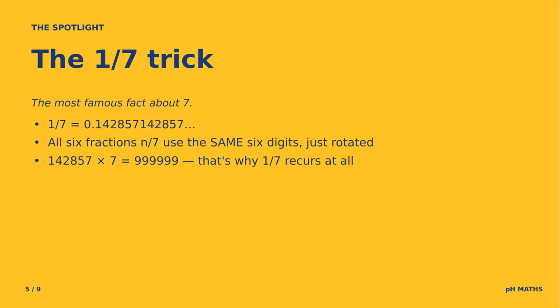The reason? 142857 times 7 equals 999999. And that's literally why 1/7 recurs at all.